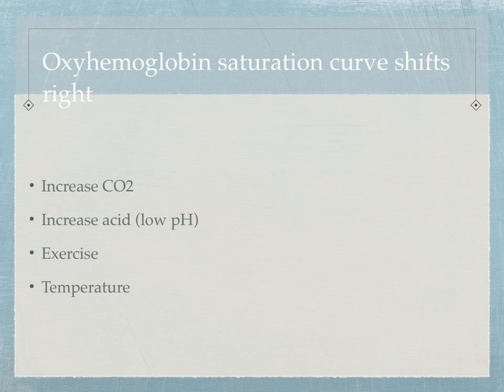So you can see how when people exercise, they do generally increase carbon dioxide. The muscle becomes more acidic and the temperature rises, and all of that results in a greater release of oxygen. And this greater release of oxygen is needed to fuel exercise to produce more ATP in the presence of oxygen.